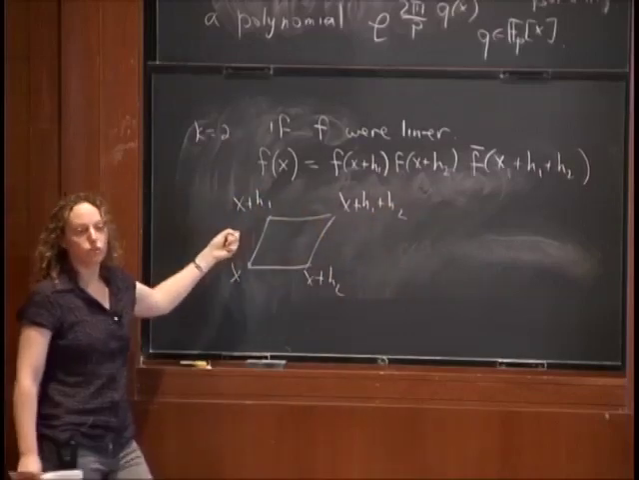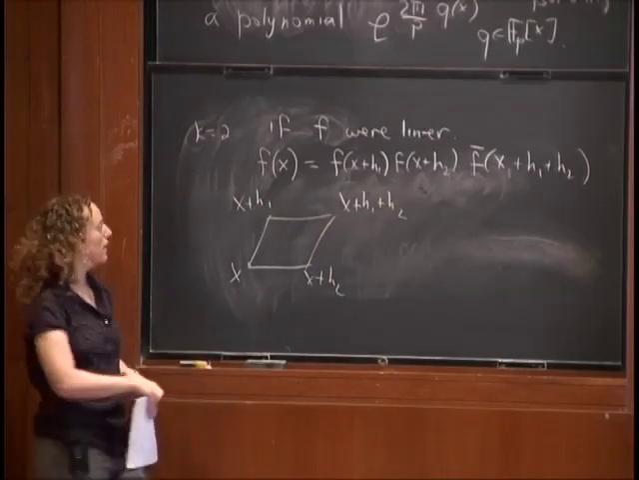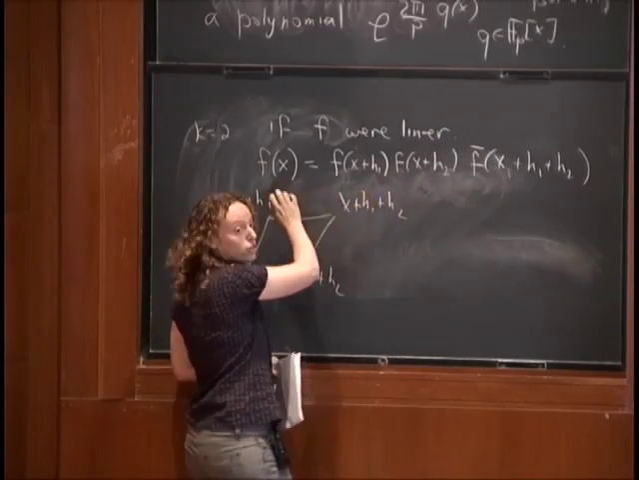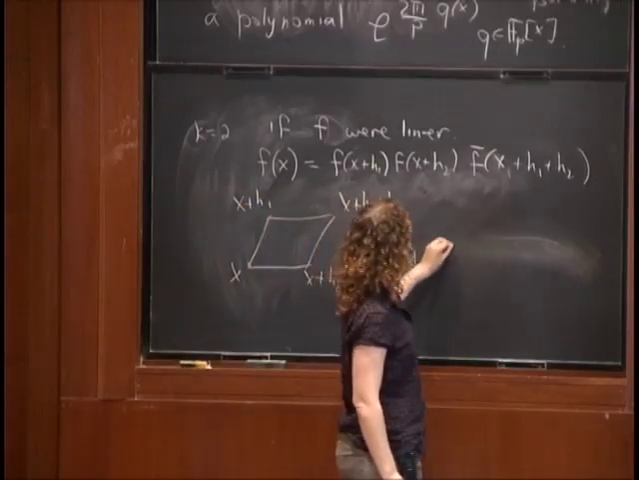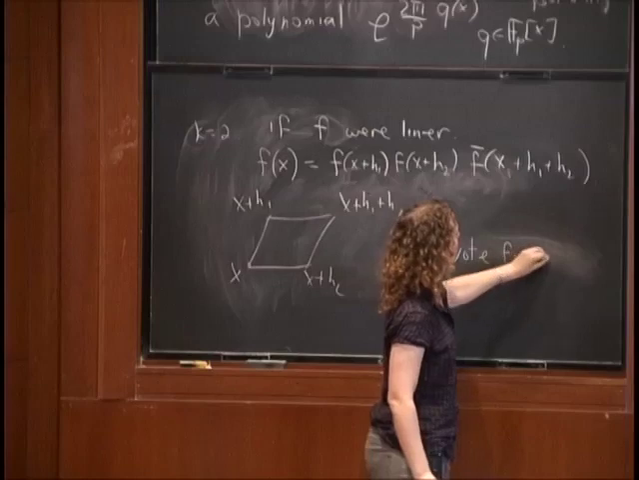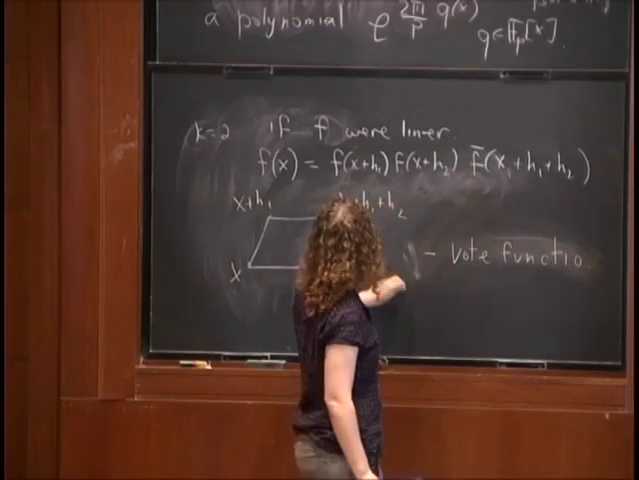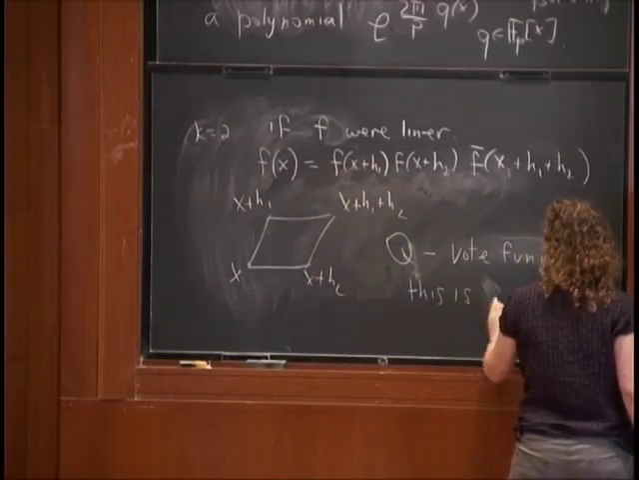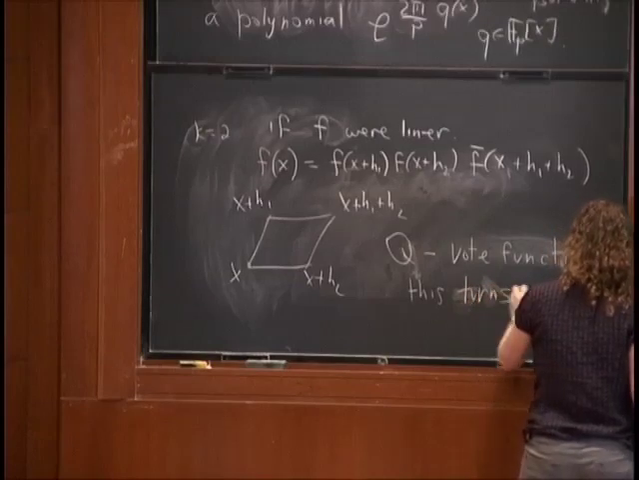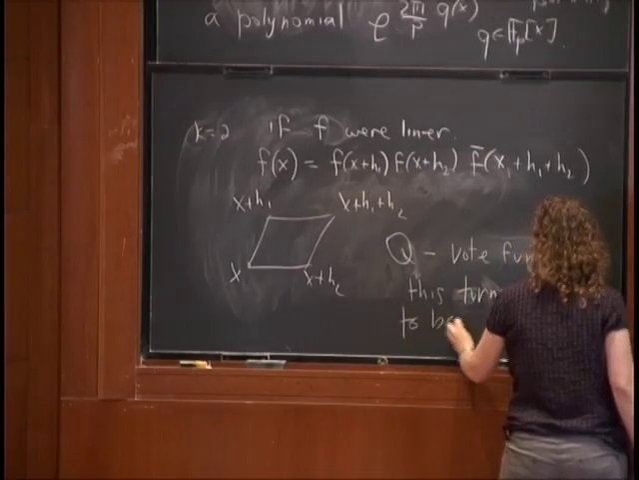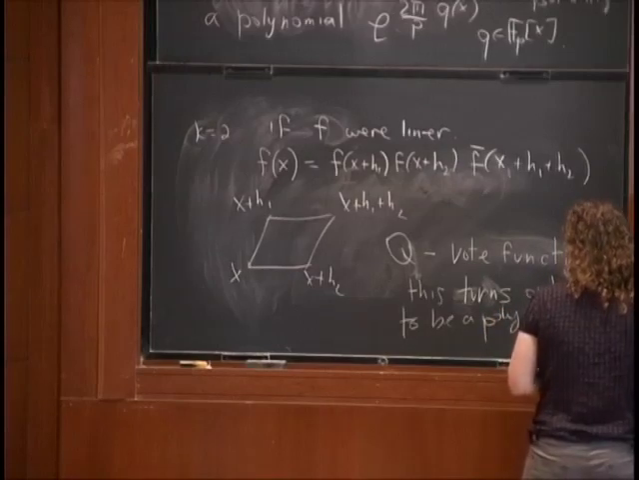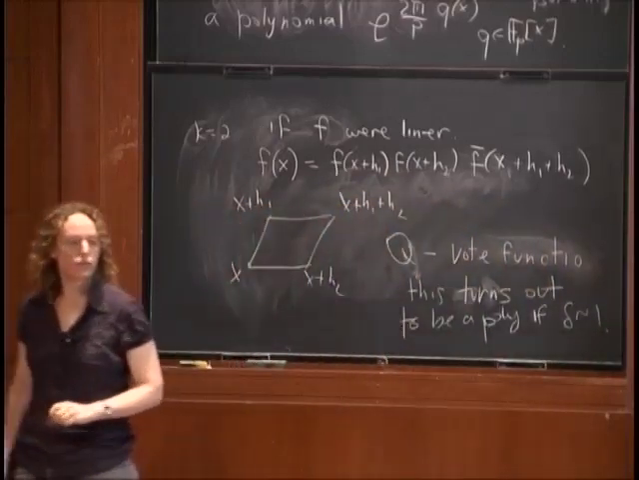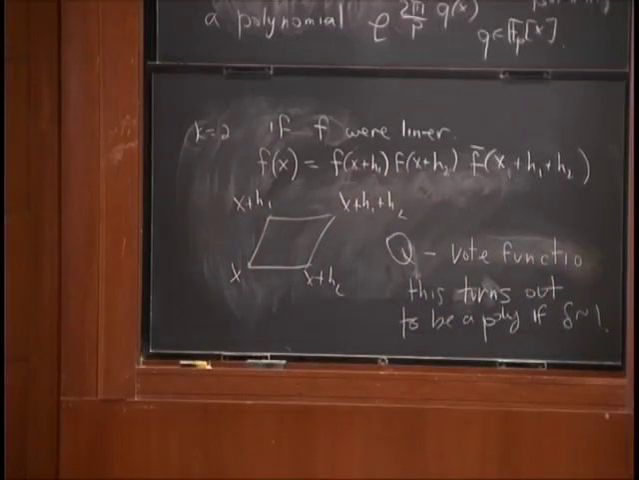Well, conduct a vote. Ask all your cubic friends, ask these guys what your value should be, and vote. And determine your new function Q. Q is the vote function. Okay, this turns out to be Q, big Q. This turns out to be a polynomial if delta is close to 1. Okay, you have to have delta sufficiently close to 1 to make this a polynomial.